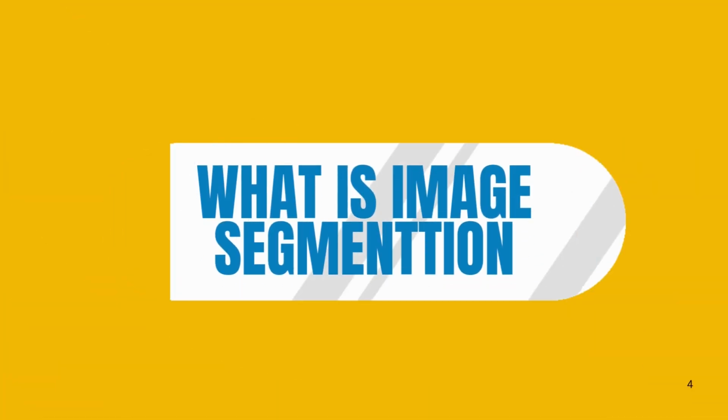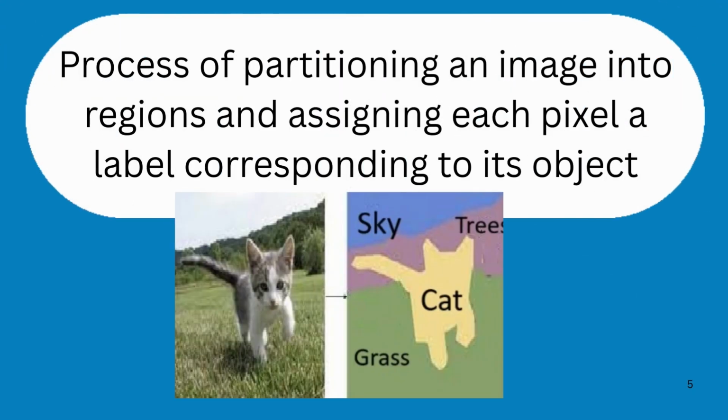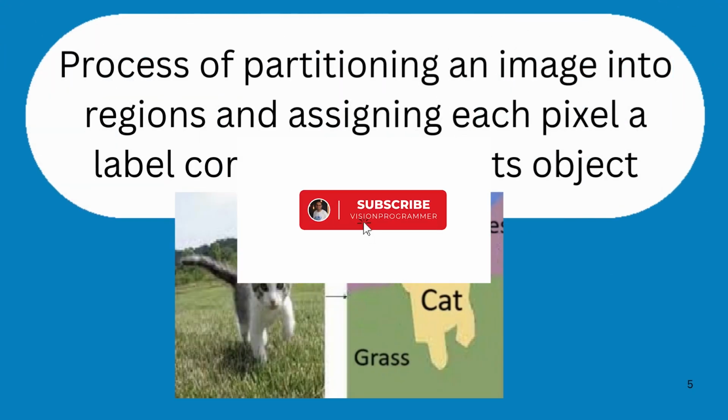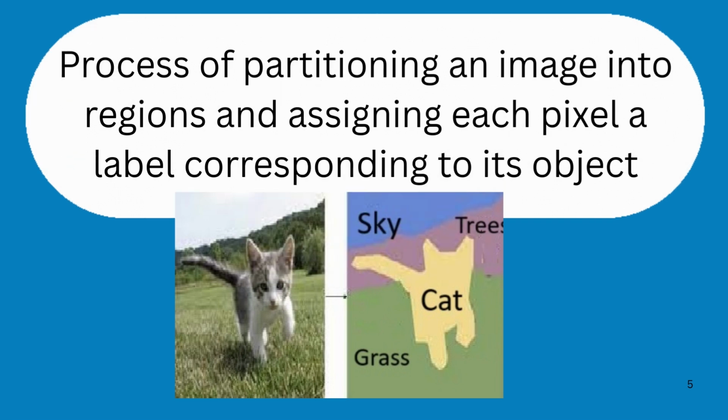So let's get started. What is image segmentation? Image segmentation generally means the process of partitioning an image into regions and assigning each pixel a label corresponding to its object. For example, as you can see in the photo, the image of the cat, every pixel has its own label, for example, a sky, tree, cat, and grass.